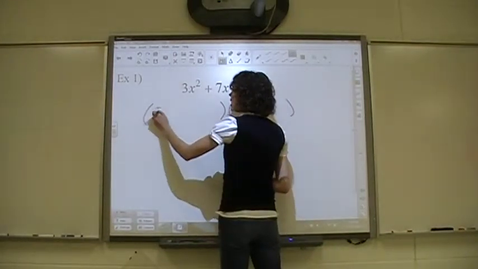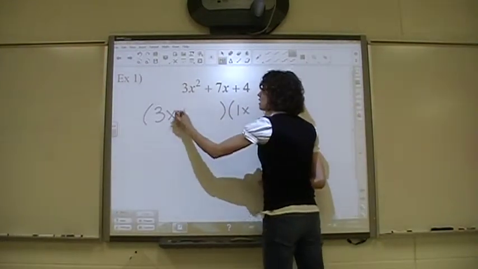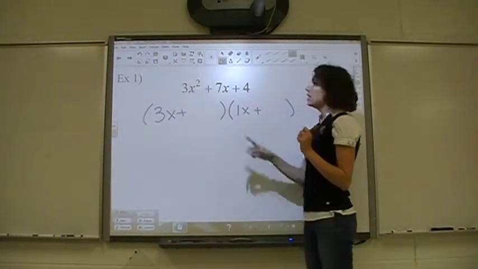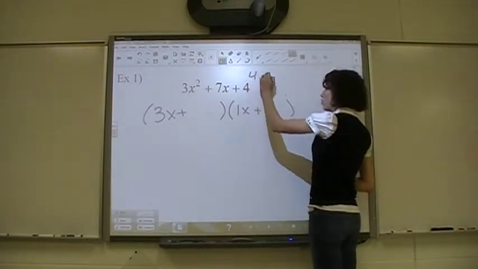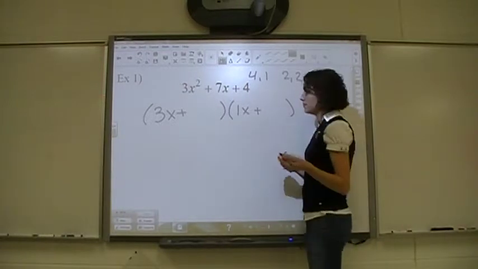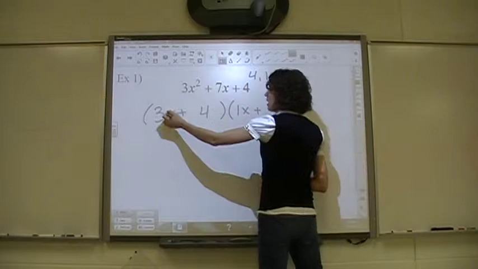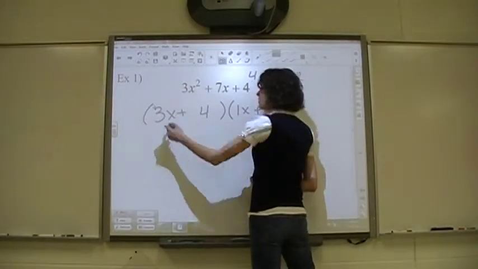So we know we're going to have a 3x and we're going to have a 1x. But we also have a plus sign here and a plus sign here. Now, 4 can be 4 and 1, or it can be 2 and 2. So let's go ahead and just try it. Let's put a 4 here and a 1 here. Then just FOIL and see what happens.